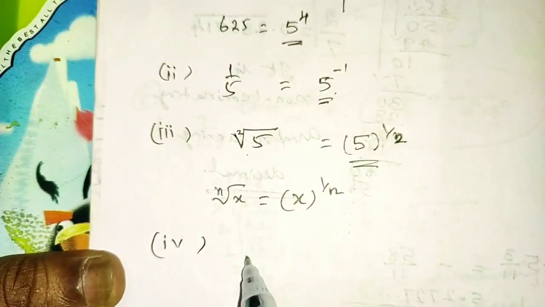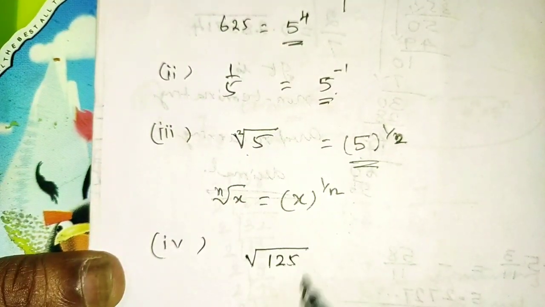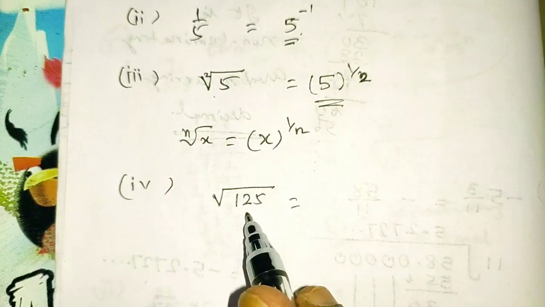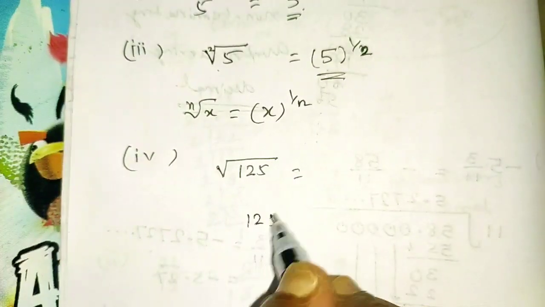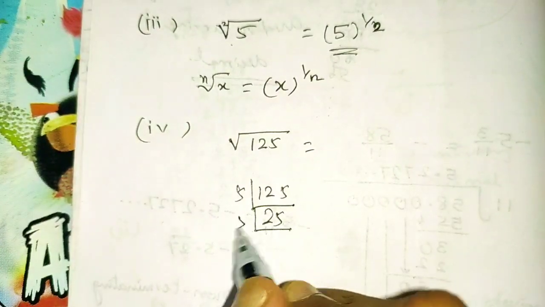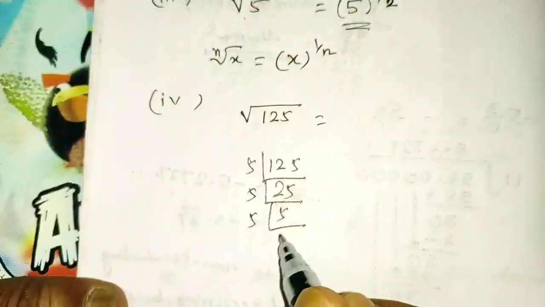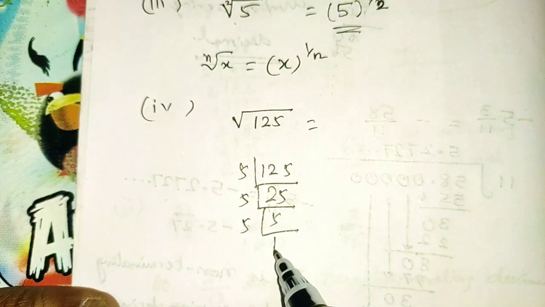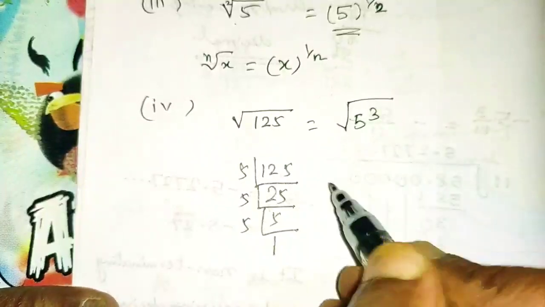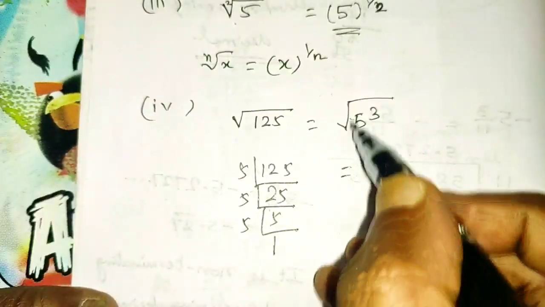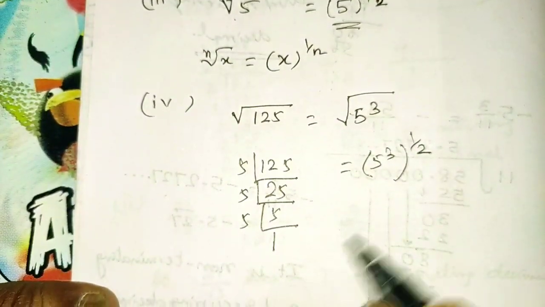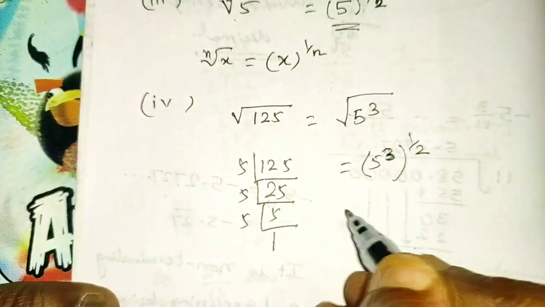Then fourth sum. Here we have square root of 125. Now first we have to write this 125 in 5 powers. So 125 divided by 5 gives 25. Again the 25 divided by 5 gives 5. If I divide the 5, I get the remaining quotient as 1. Now 125 can be written as square root of 5 power 3. Now the square root can be written as whole power 1 by 2. So 5 power 3 whole power 1 by 2.